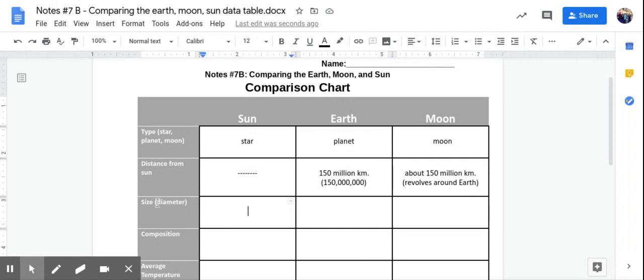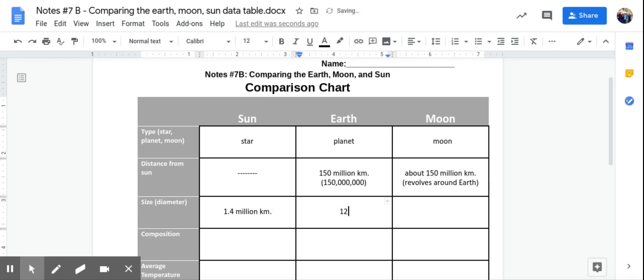All right, size, diameter. This is how thick the object is at the biggest point on the circle. Almost like the equator of the Earth, okay? If you were to cut the sun in half and measure the distance of the ball from side to side, that would be the diameter. So the sun has a diameter of 1.4 million kilometers thick, right across the center.